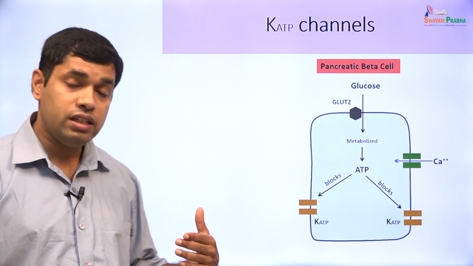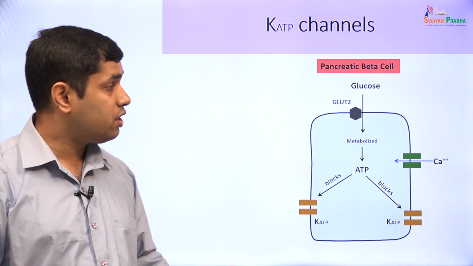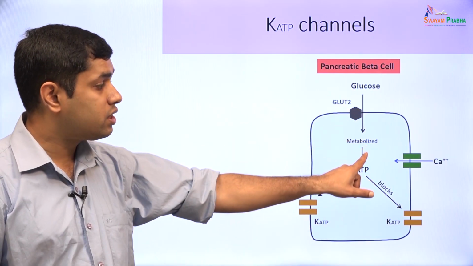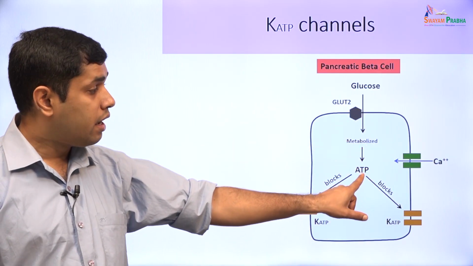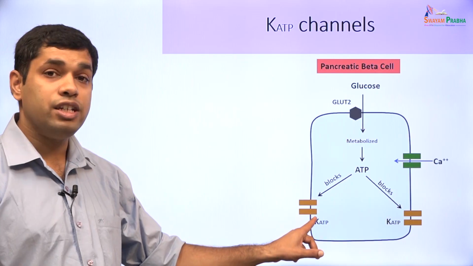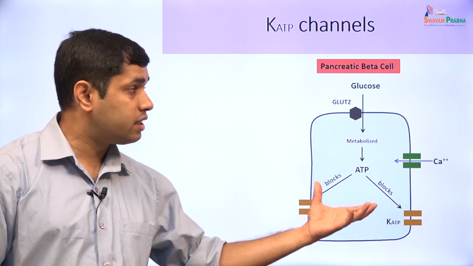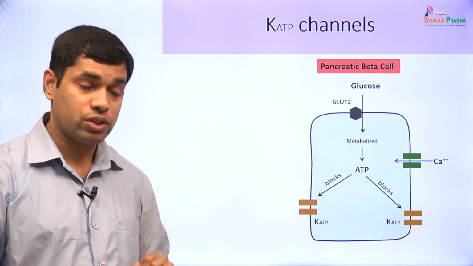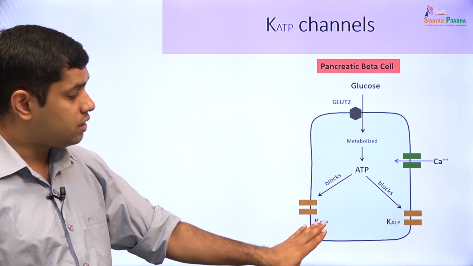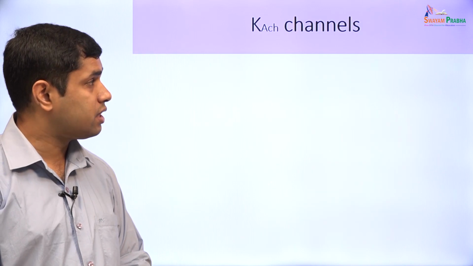So when we come to insulin secretion, you will realize that glucose passes into the cell, is metabolized to form ATP, and ATP then blocks the K-ATP channel, and this is how secretion in the beta cell is actually linked to glucose. So this is the K-ATP channel in the pancreatic beta cell.